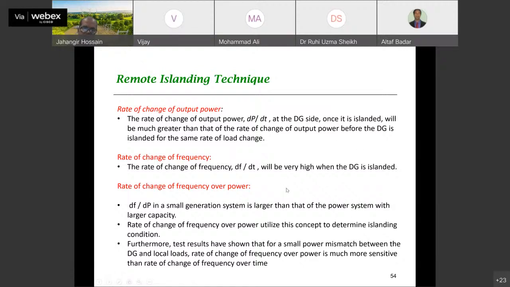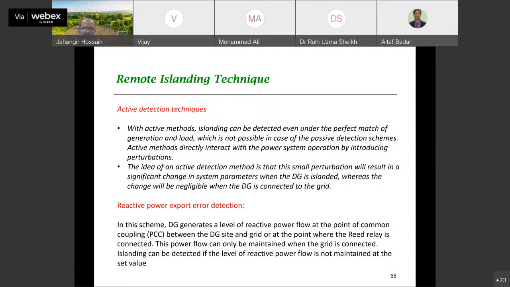And also it could be the rate of change of power over rate of change of frequency as well. That also could be very high. So using those changes, you could determine whether it is grid connected, because those changes depend on the balance between your demand and generation. But if any mismatch happens, you will get a higher rate of change of either power, voltage, or frequency. But as I say, those have some disadvantages.